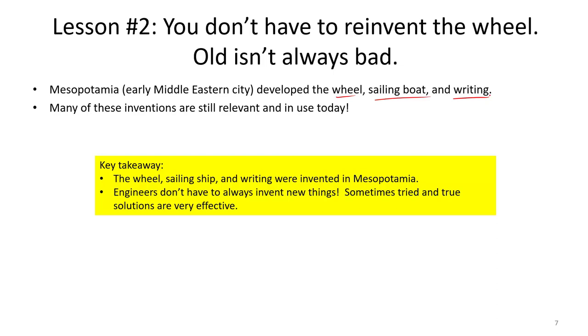So, key takeaway: wheel, sailing ship, and writing were invented in Mesopotamia. And let's also remember this second point. Engineers don't always have to invent new things. Sometimes a tried and true solution can be very effective and can be good enough to solve your problem.